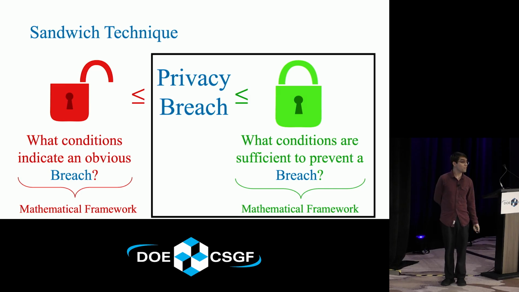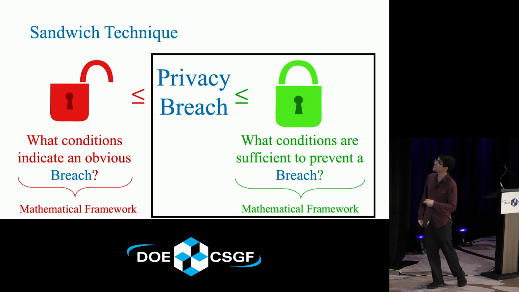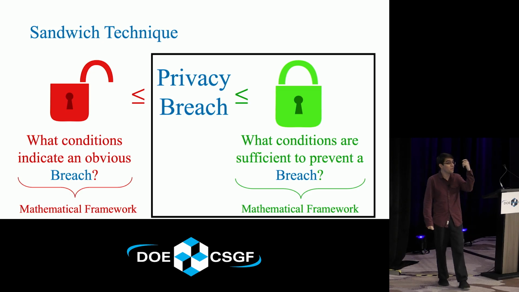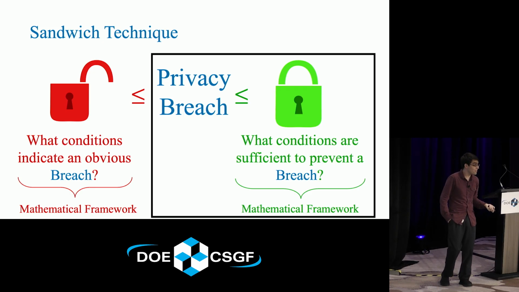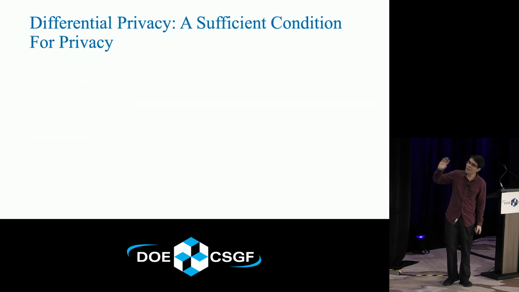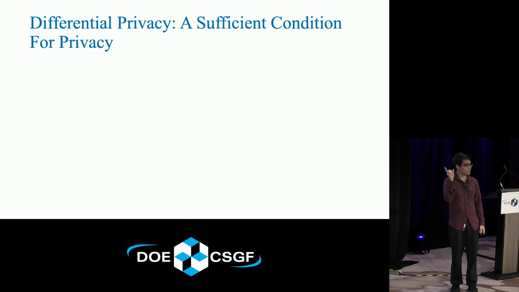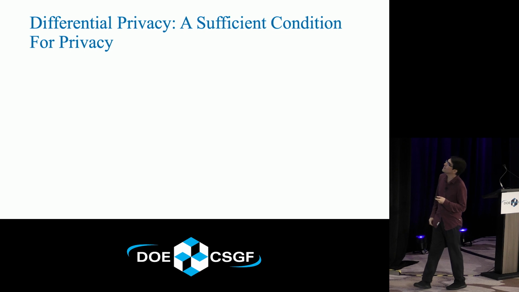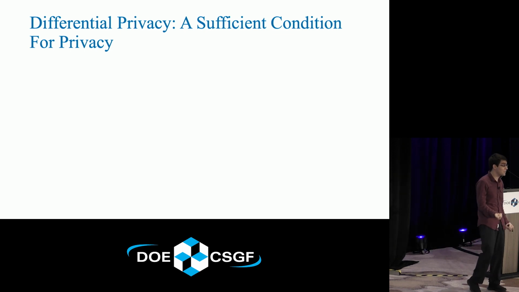And in particular for today, we're going to be focusing on this side of the inequality. So we're going to think about conditions that are definitely sufficient to prevent a privacy attack. And this niche is exactly how we get to this notion called differential privacy. For those of y'all that haven't heard of it, the idea is to provide some sufficient conditions of which you can guarantee that your data is going to be protected.